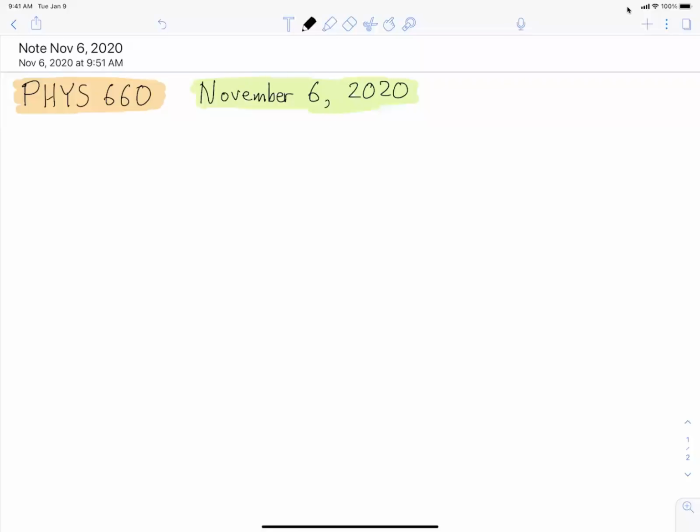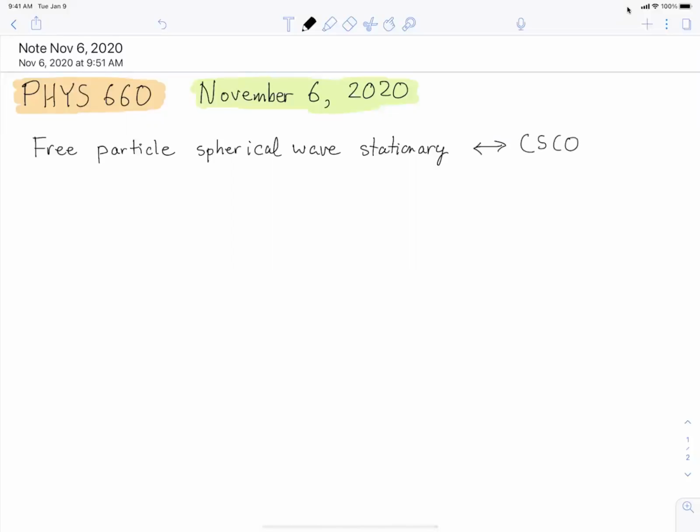Okay, good morning, everyone. So last time we were talking about the free particle, but in a different way than we had before because we were talking about spherical wave solutions. So free particle, spherical wave, stationary states. That means eigenstates of the Hamiltonian. And this means that our complete set of commuting observables is going to be the Hamiltonian, the total angular momentum squared, and the z component of the angular momentum.